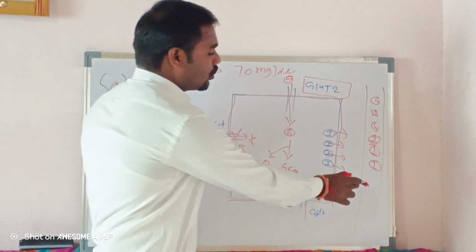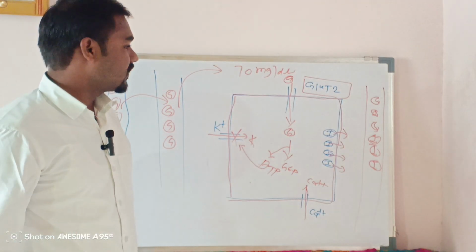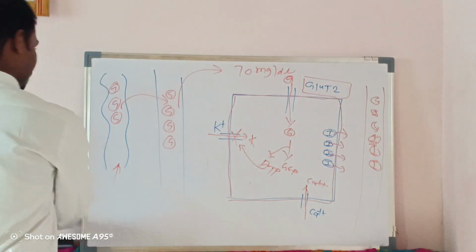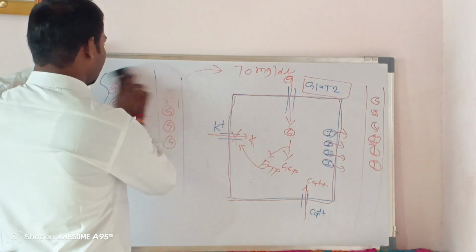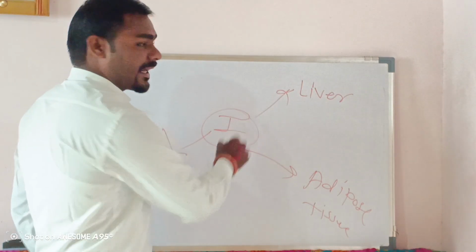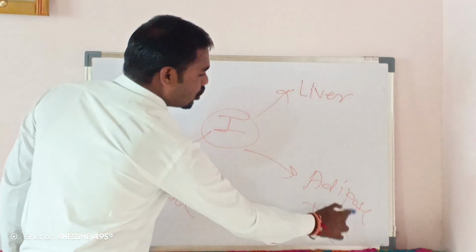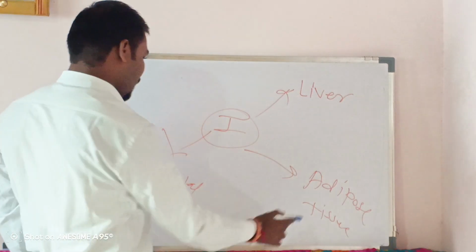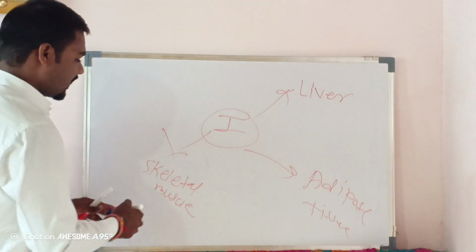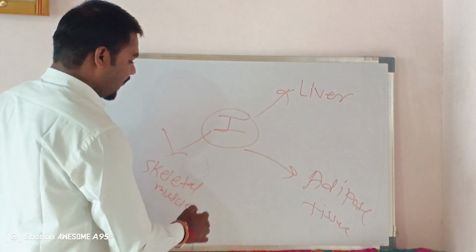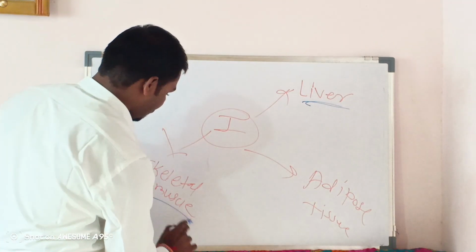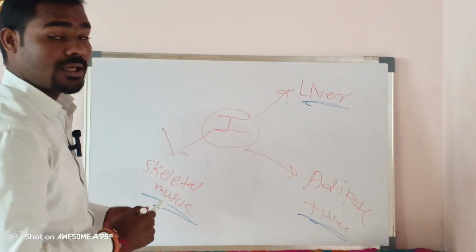Once insulin comes into the blood, it will act on 3 target organs: skeletal muscles, adipose tissue and liver cells. Liver has hepatocytes, adipose tissue has fat cells, and skeletal muscles have skeletal muscle cells. All 3 have tetramer receptors, that is, insulin receptors, present on all 3 target organs.